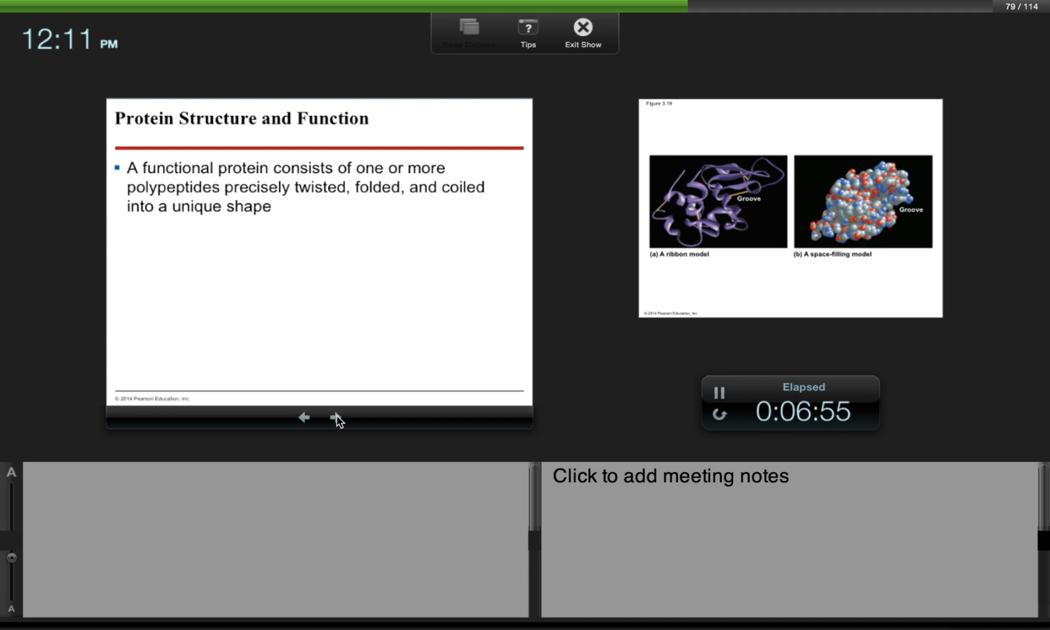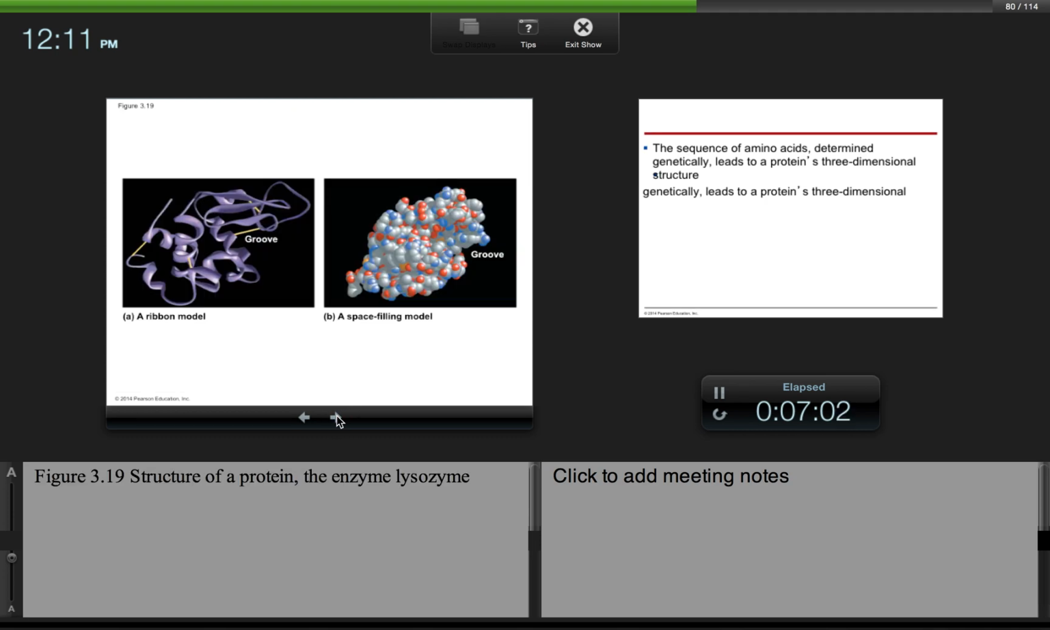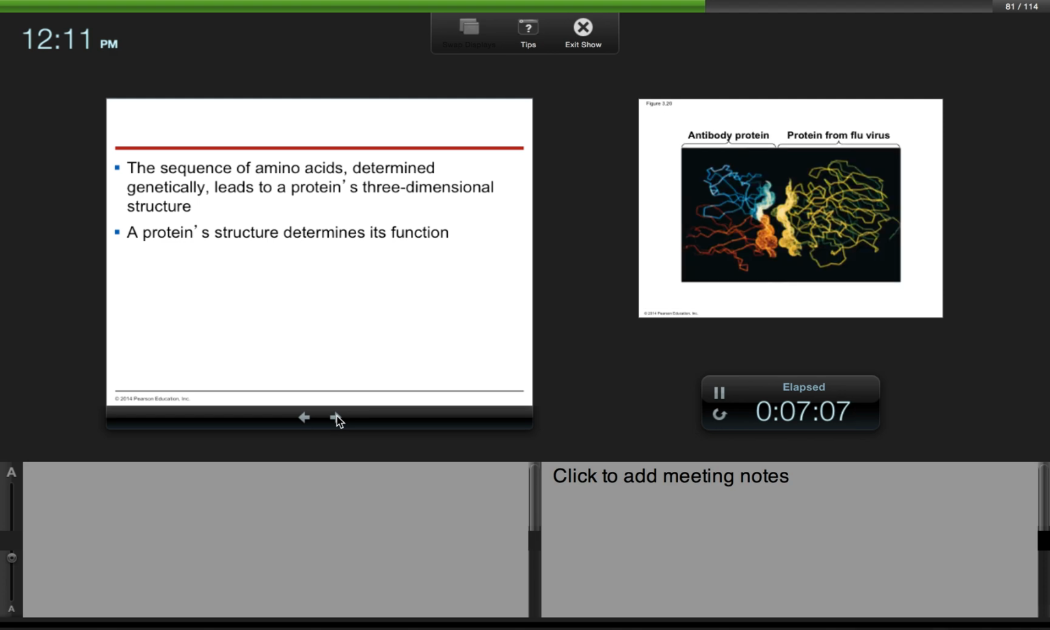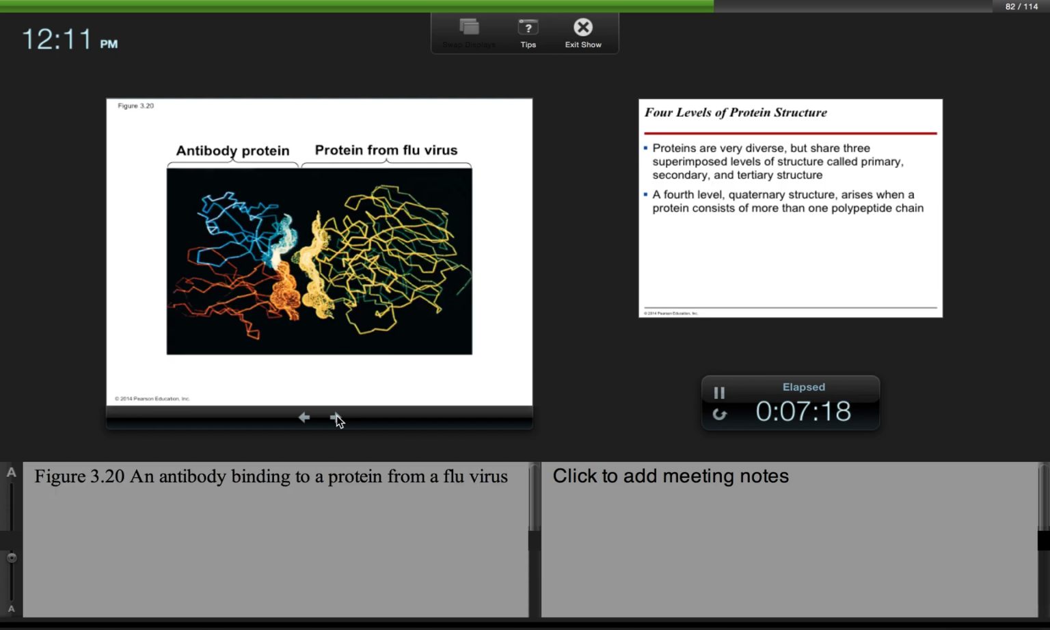A functional protein consists of one or more polypeptides precisely twisted, folded, and coiled into a unique shape. So here's what that might look like. The sequence of amino acids determined genetically leads to a protein's 3D structure. A protein structure determines its function. That's one of the underlying themes of biology. So here we have an antibody protein that's reacting with a protein from the flu virus, so there's great specificity between the two.